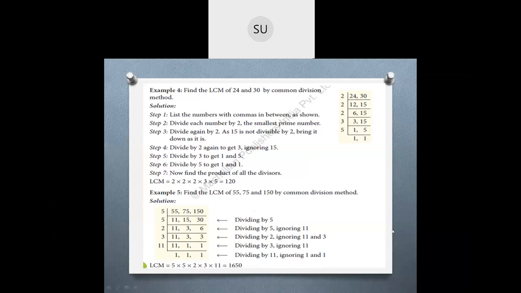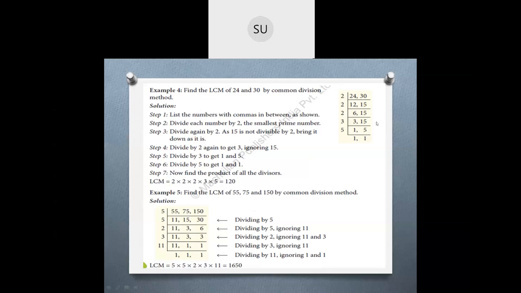In the common division method, what we do is, we keep dividing the numbers until we get 1 as the dividend here. So we start from 2. So 2 12s are 24, 2 15s are 30. Then again we divide by 2. 2 6s are 12. But we cannot divide 15 by 2. So what we'll do, we'll bring down 15 as it is. Okay, then we'll do 2 3s are 6. Then again we'll bring down 15 as it is.